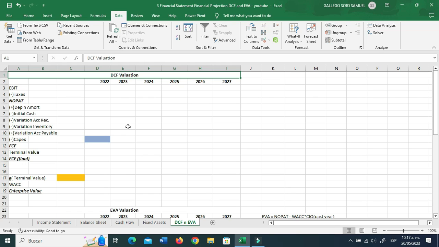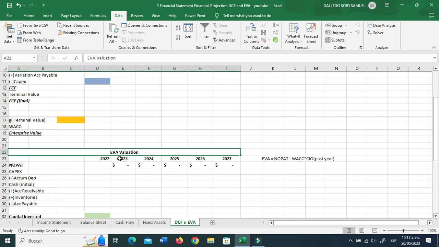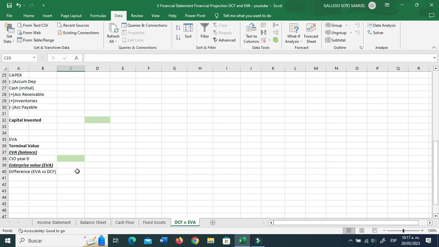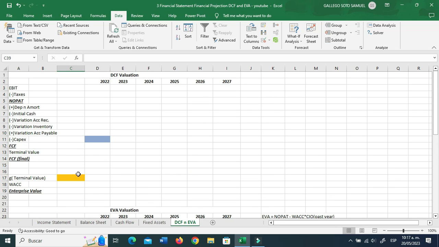This is basically what we're going to be doing here, using the discounted cash flow valuation of this project. Let me say that again: discounted cash flow valuation of the project, not of the company, at this point. And that has to match the economic value added, since those two valuation techniques should provide the same value, the same number.